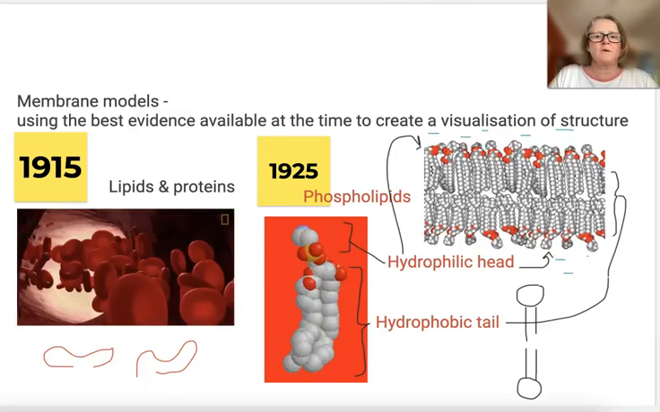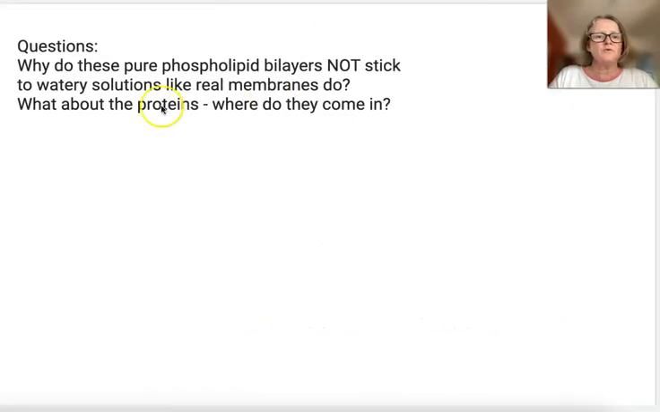Next, we move to look at some questions that this model does not address. What is it about these pure phospholipid bilayers that makes it different to real membranes? And the key thing is that they don't stick to watery solutions like a real membrane does. Also, we seem to have ignored the proteins. Where do they come in? So our next date to think about is 1935.